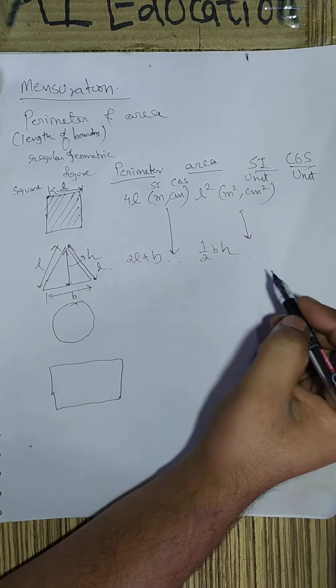Similarly for the circle, the formula for the perimeter is 2 pi r. It is the total length of the circle. Perimeter of a circle has a special name called circumference, and area of the circle will be pi r square. For rectangle, perimeter will be twice L plus B. This is sum of length of four sides, and the area will be L into B. Again please keep in mind that their SI and CGS units are same.